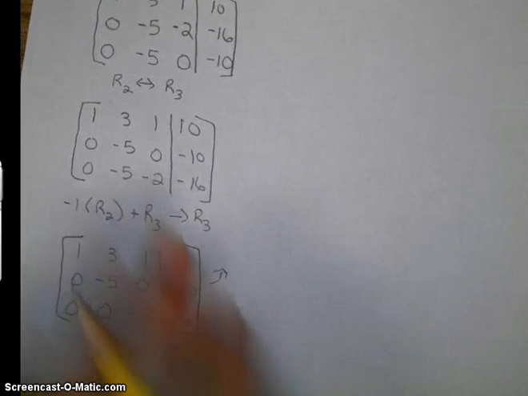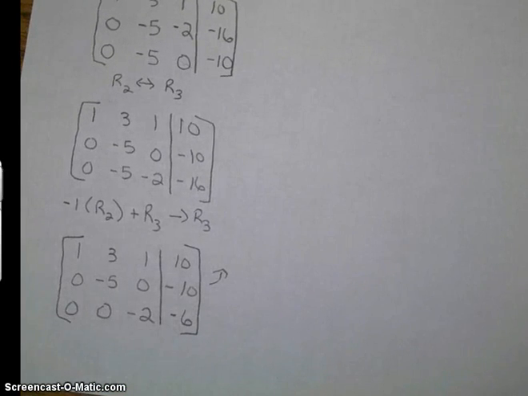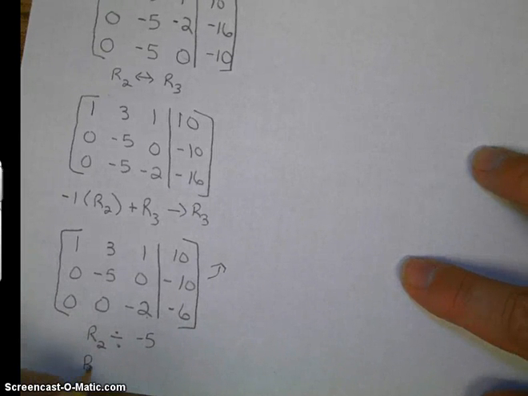But what should I do next first? Well, we need this number to be 1. So I'm going to divide this row by negative 5. I'm going to take row 2, this whole row here, and divide it by negative 5. And I need this to be a 1, so I'm going to do this step as well. I'm going to divide this row here by negative 2, so row 3 divided by negative 2. Alright, let's see what we get.